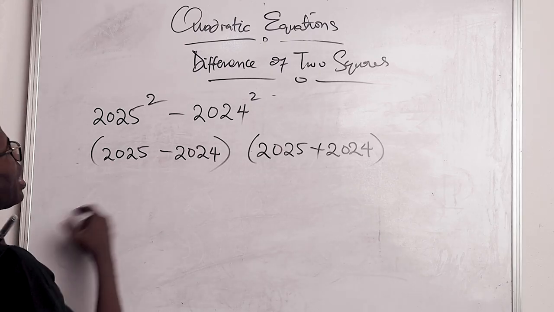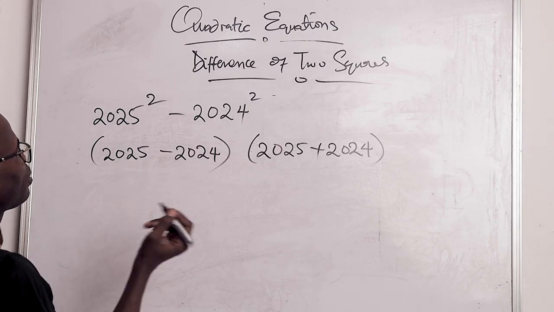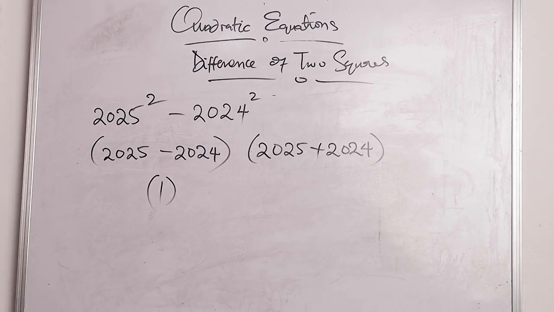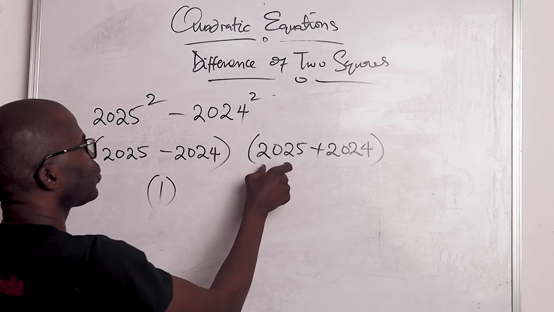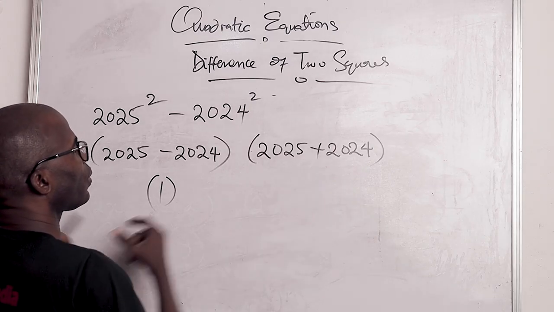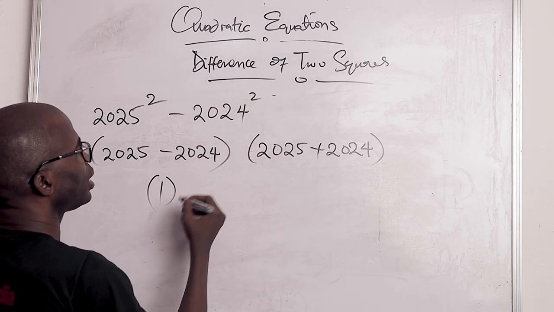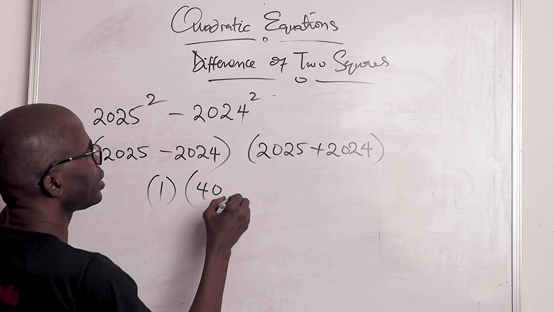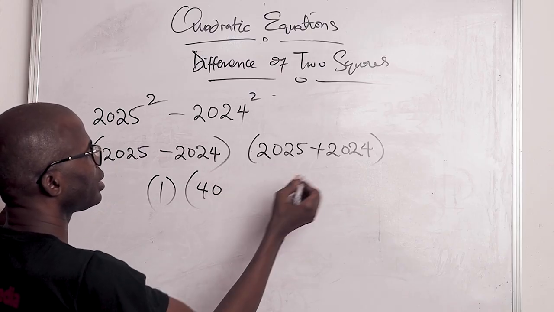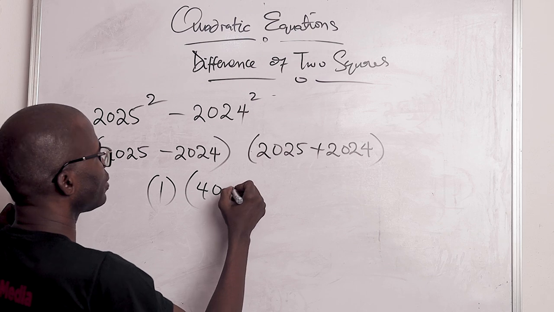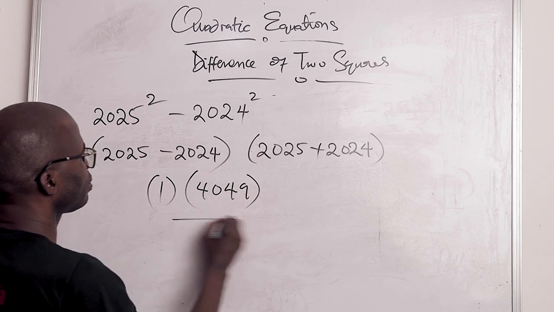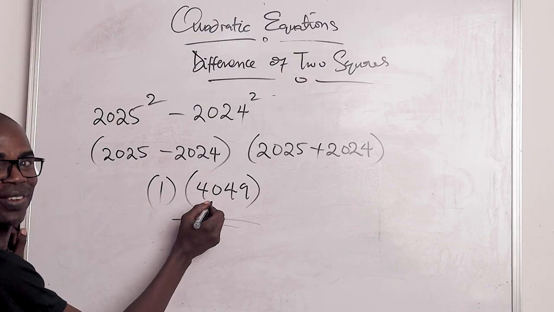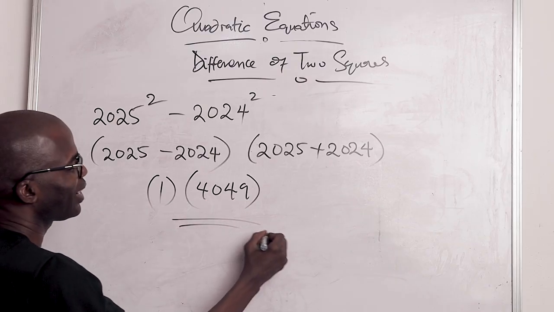So 2025 minus 2024, what's that? That's just 1. Then 2025 plus 2024, that's what? 4,049. What's the final answer? 1 times 4,049. Your answer is actually 4,049.